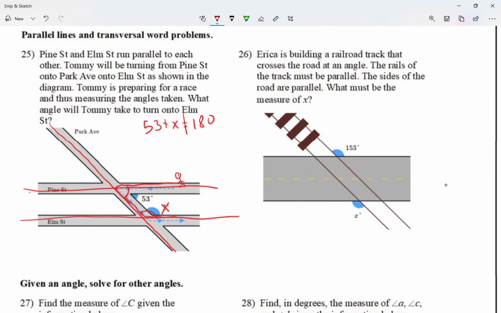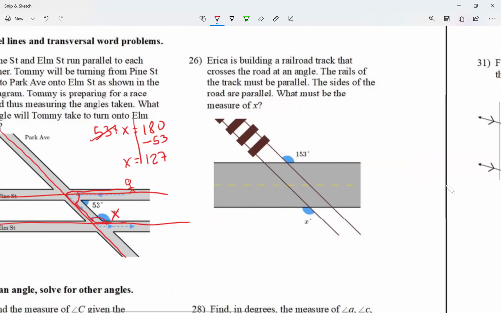Let me separate them at the equal sign. Because I want x by itself, this positive 53, let me move it over as a negative 53. So I get that x is equal to 180 minus 53, which is 127. So x equals 127. You've got to take a look: what type of example do I have here? Again, I have same side interior. So that's what I use.